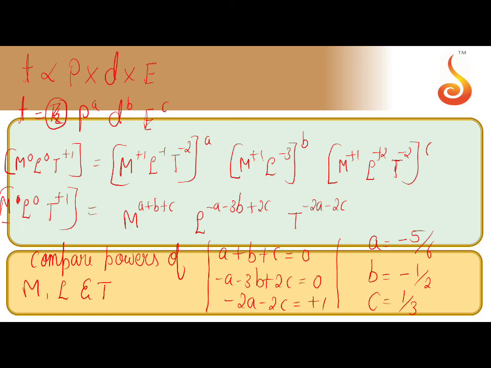That is pressure to the power minus 5 by 6, density to the power 1 by 2, energy to the power 1 by 3, and that's the end of the numerical.